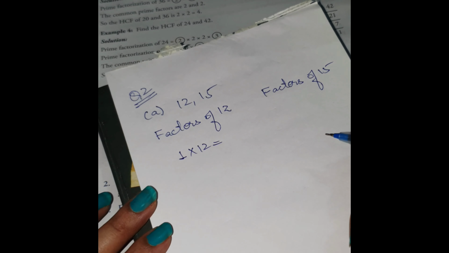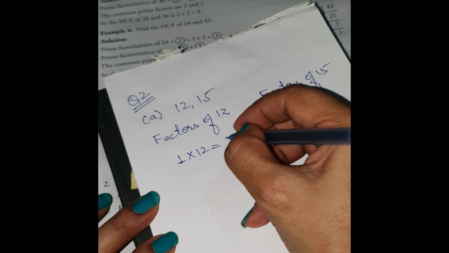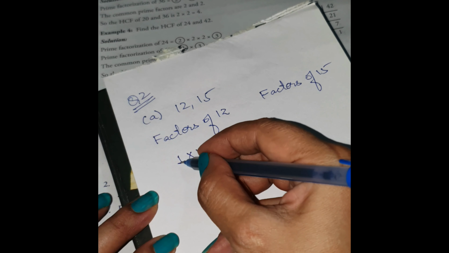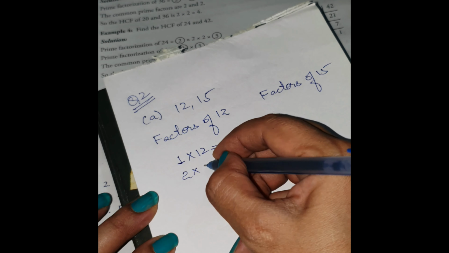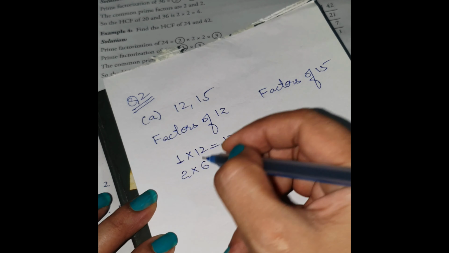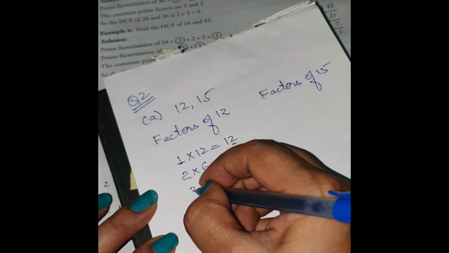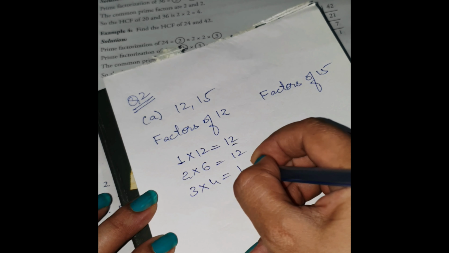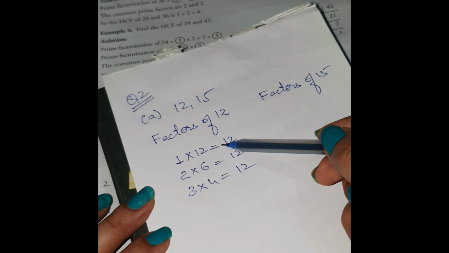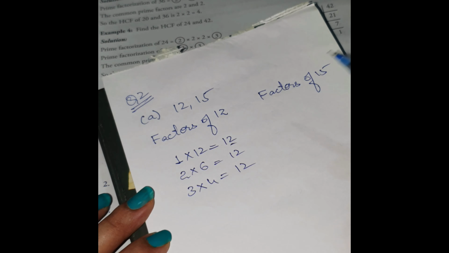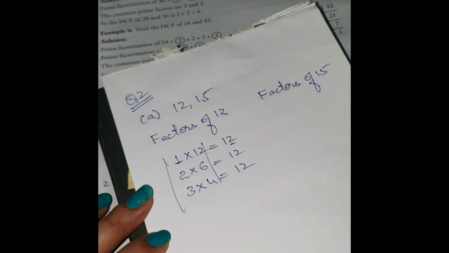So first of all, you will be solving it by the table of 1. In the table of 1, 12 comes 12 times. After 1, it comes in the table of 2 because the last digit is 2. So 2 into 6 is equal to 12. After that, it comes in the table of 3. So 3 into 4 is equal to 12. So these are the three tables in which this number 12 comes. Okay. So these are the factors of 12.